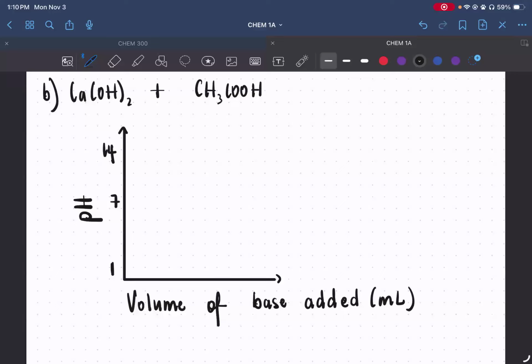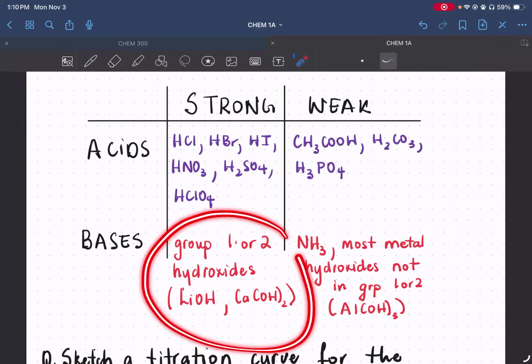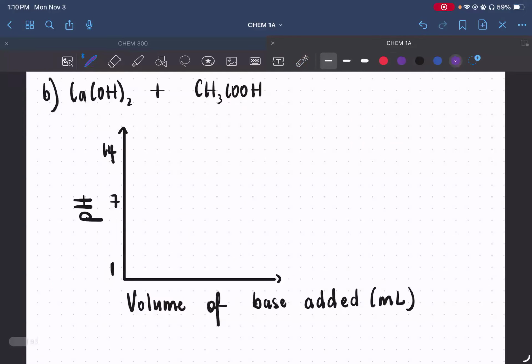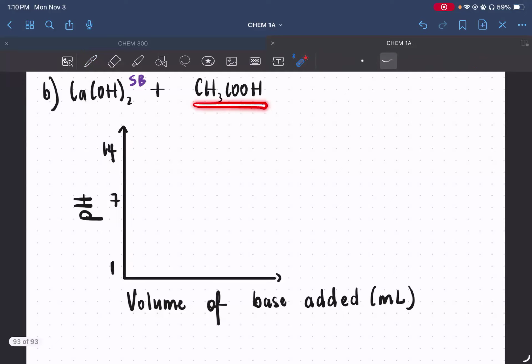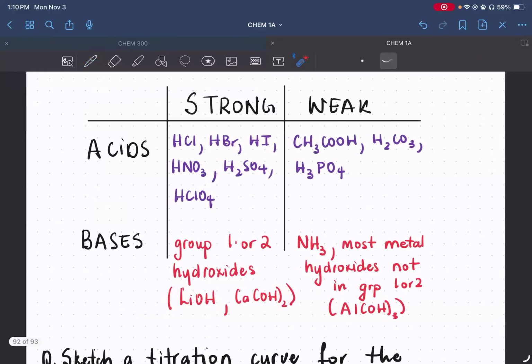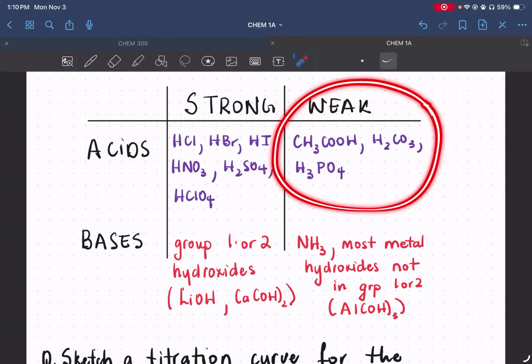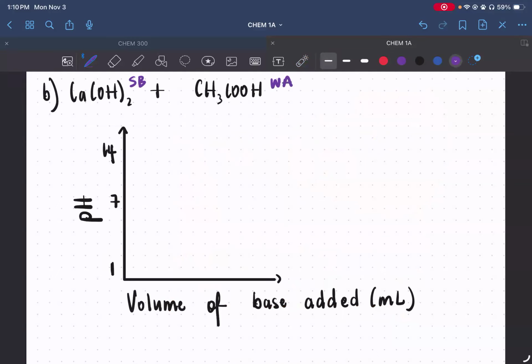Now we look at our given chemicals. We have here calcium hydroxide. Hopefully you at least have that chart accessible on your end. Calcium hydroxide is over here. It is defined as a strong base, right? SB for short. Then we have CH3COOH, referring back to our chart. It's over here in the weak acids area. I just like to write WA. We're starting with an acid. The acid is weak. So I'll just put it, I don't know, let's call it 5.